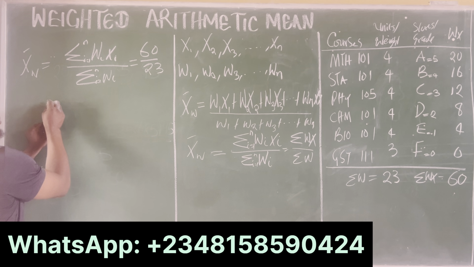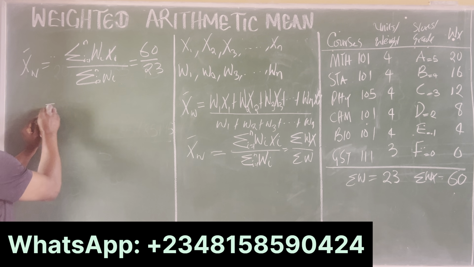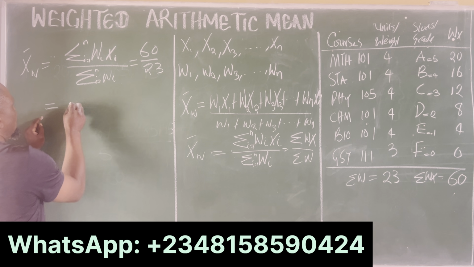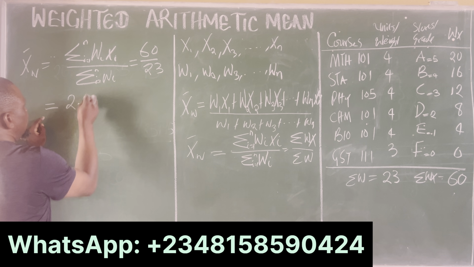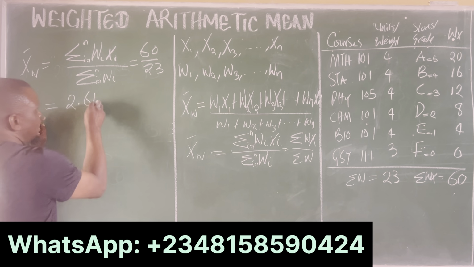And if you divide your 60 by 23, what will it give you? 2.61. Okay? 2.61. So it means that your GPA for that particular semester is equal to what? 2.61. That's if this is your score. So that's part of how we use the weighted arithmetic mean.